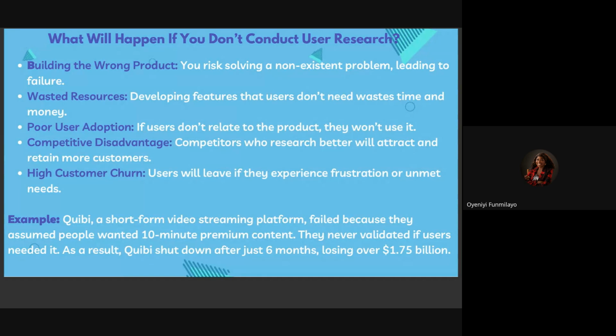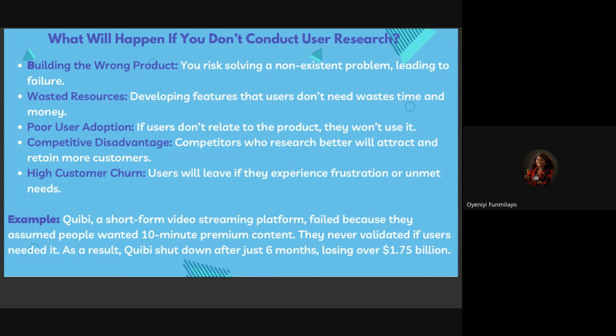Another reason, what will happen if you don't conduct user research, is competitive advantage. Your competitors will research better, and will attract and retain more customers than you if you are not doing any research. You'll not be able to get customers because you're not doing research. You don't understand your users. And then there'll be high customer churn, because customers will leave if they experience frustrations or unmet needs.